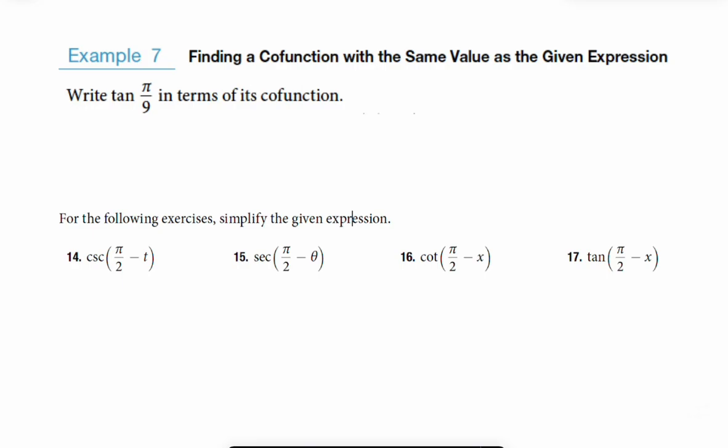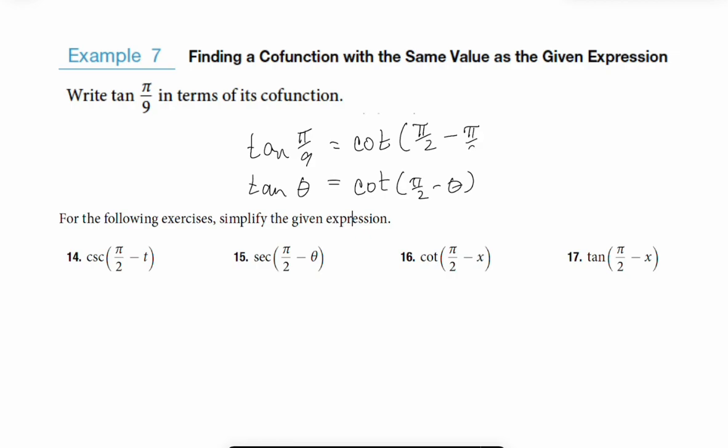So example 7 says to write tangent of pi over 9 in terms of its cofunction. Well, if it has a co on it already, you take it off. If it doesn't have a co on it, you put it on. And so the tangent of pi over 9 uses the tangent of theta formula. And the cotangent will be the cofunction. Makes sense, right? And that's pi over 2 minus theta. So wherever we see the theta, just put a pi over 9. And so that would be the same as the cotangent of pi over 2 minus pi over 9.